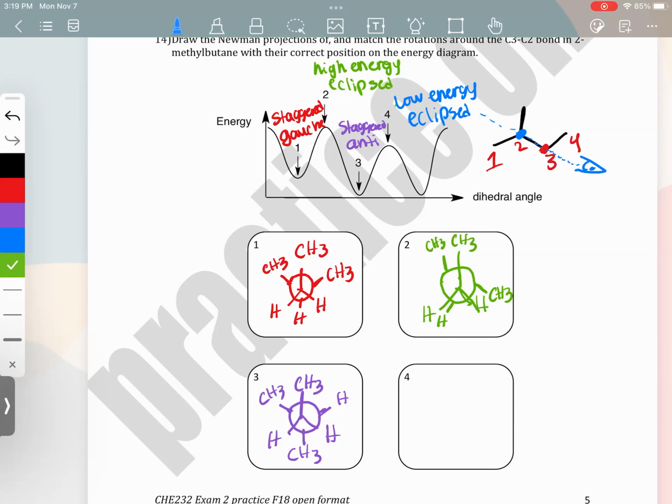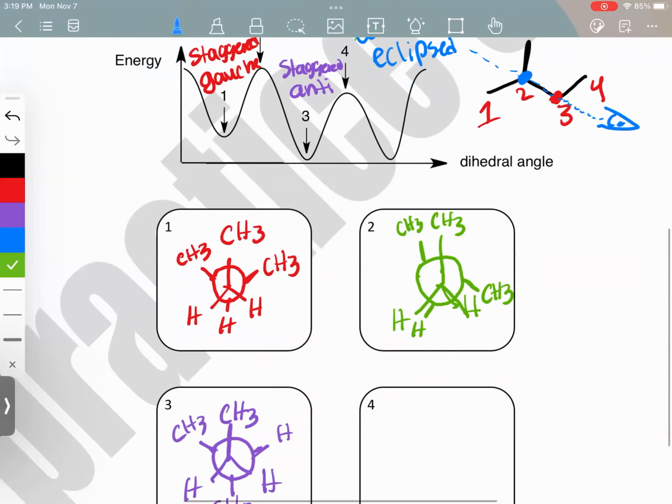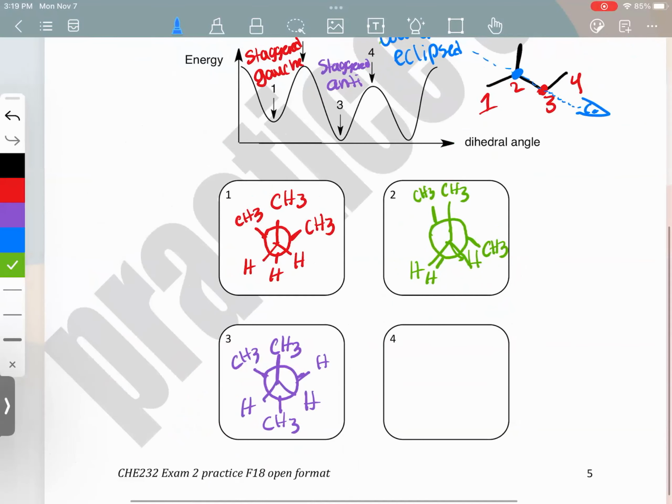You do see a resemblance between the eclipse and the staggered forms, but because of how close they are, we can't have the vocabulary for the eclipse versions. We can't say eclipse gauche and eclipse anti because all the groups are going to be so close together. So you truly cannot have the methyls facing opposite or anything like that, unless it's 120 degrees, which is what the staggered anti shows. So this is our high energy eclipse.